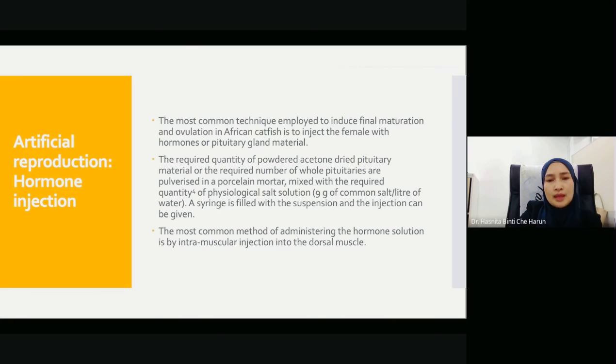The most common method of administering the hormone solution is by intramuscular injection into the dorsal muscle. I will provide one video on how you prepare the hormone from pituitary gland material that you use from African catfish, and how you inject it on the dorsal muscle.